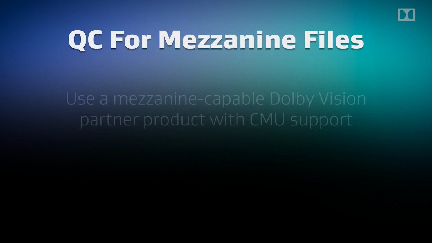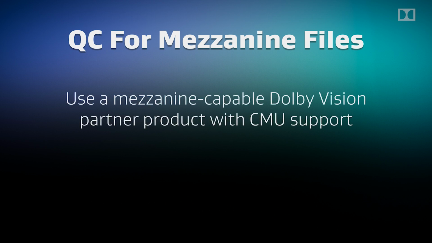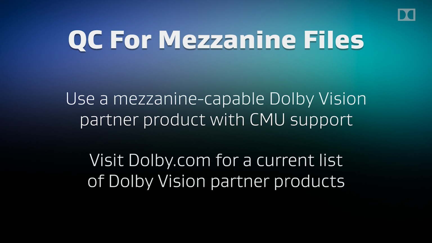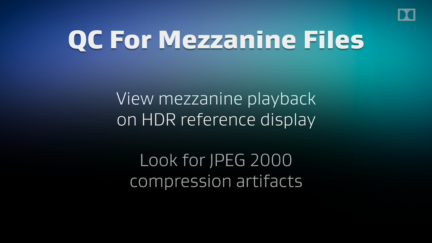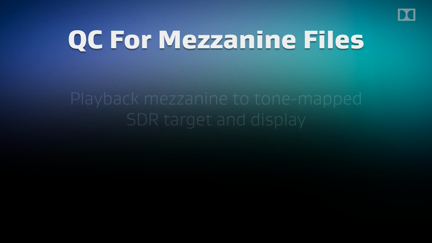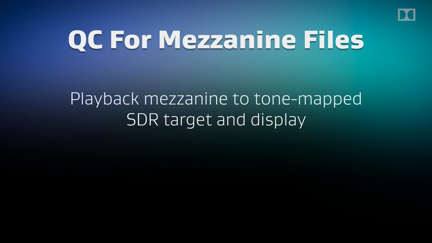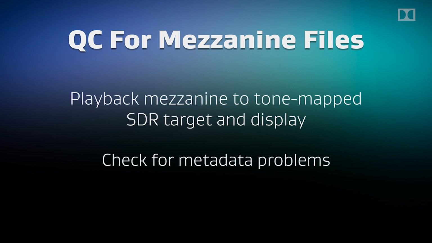If you've created a mezzanine file with the Mezzanator, use a mezzanine-capable partner product with CMU support, for example, Clipster, Transcoder, or Cortex. Play back the mezzanine file on an HDR reference display. Look for any HDR grading issues, but also check for JPEG 2000 compression problems in the mezzanine file. Then, using a CMU, play back the mezzanine to a tone-mapped SDR target. And again, look for out-of-sync metadata, sudden brightness changes in the middle of shots, or shots and scenes that are obviously too bright or too dark.